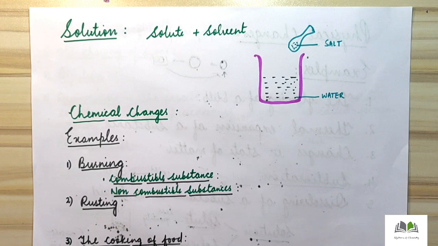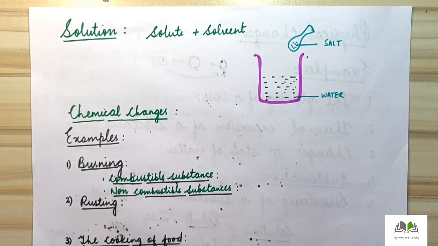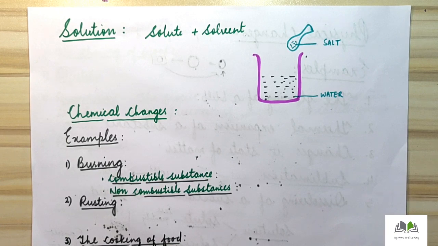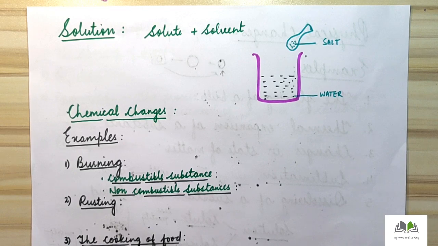In this video, I will discuss with you three topics. Number one, what do you mean by a solution and what are the components of a solution? Second, examples of a chemical change. And third, an example showing that chemical and physical changes occur together. So in this video, I am going to cover these three topics.